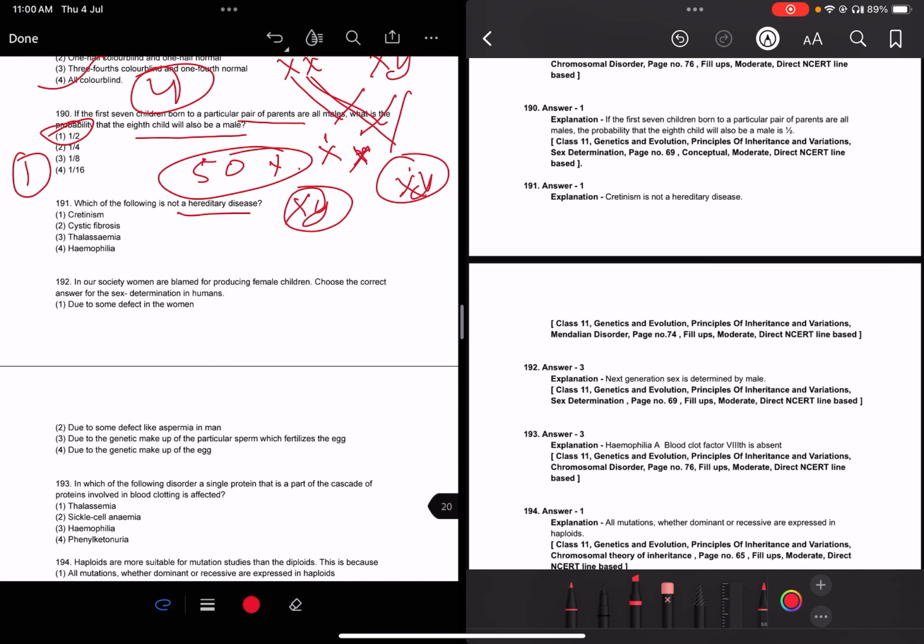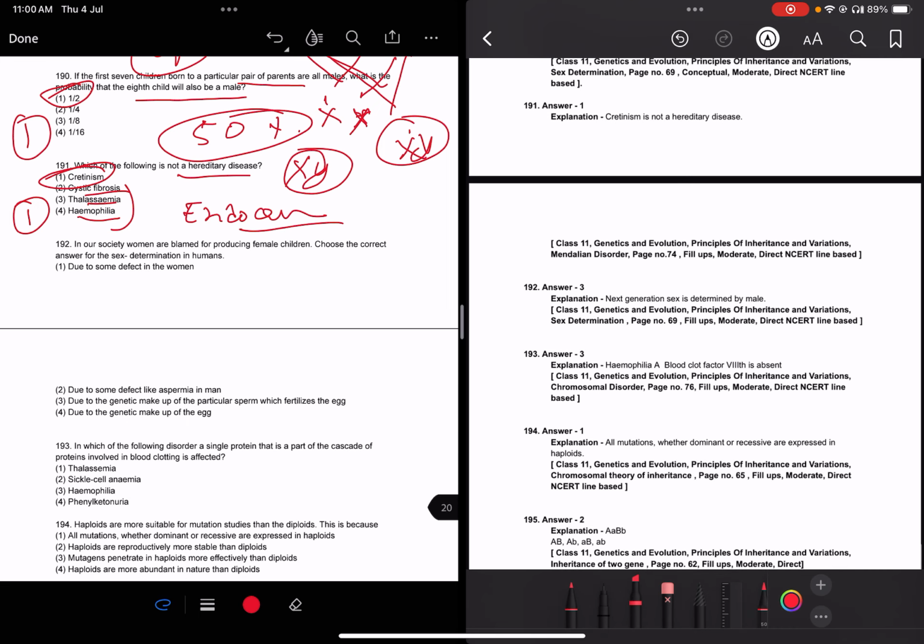Which of the following is not a hereditary disease? Hemophilia is hereditary, thalassemia is hereditary, cystic fibrosis is hereditary, but cretinism is not hereditary. It is an endocrine disorder. This one is an endocrine disorder. Now move on to the 192 question.